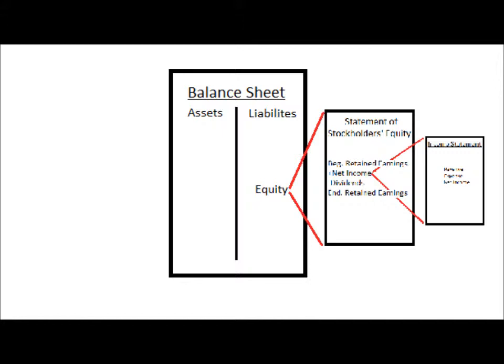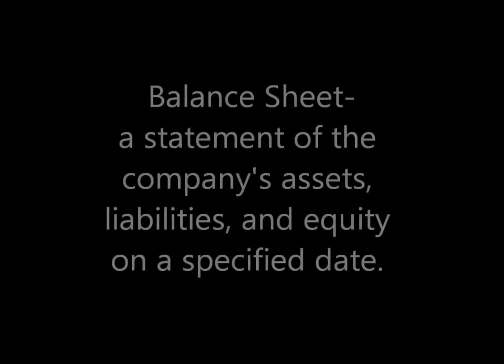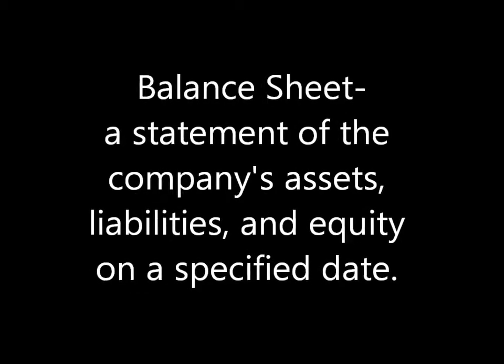Ending retained earnings on the statement of stockholders' equity flows into the equity on the balance sheet, and the equity plus liabilities equals assets on the balance sheet. Your balance sheet then is going to show your financial position. Your assets always have to equal the sources of your assets. So you're going to look at leverage. How heavily is this company in debt? How much did they use debt or equity to acquire those resources?